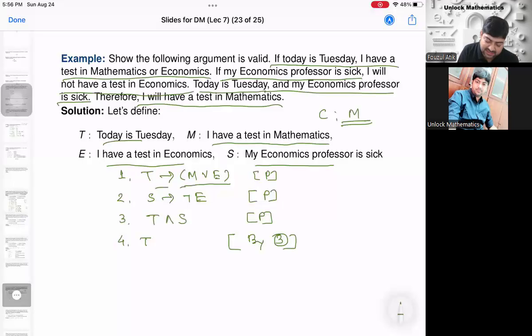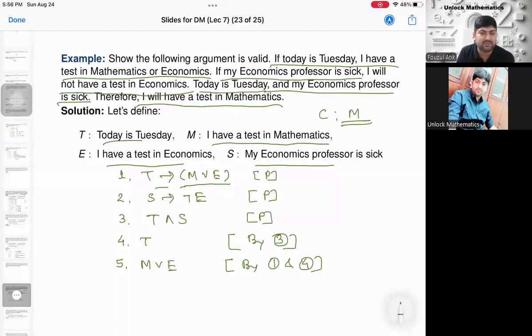Then if I have these things, now 1 and 4 together, if I apply, what will I get? Yes, by rule number 1 and 4 together, this is M or E. This is how I got it, by applying rule number 1 to 1 and 4. So I got M or E. Okay, I have M or E.